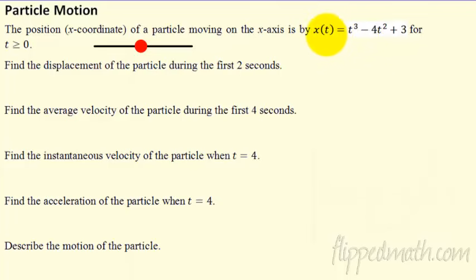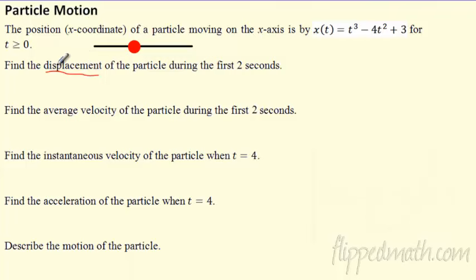So the x of t would be the position of the particle, and this is only for t greater than 0. A couple big vocab words here, and this is a new one. First one's going to be displacement. Well, what does displacement mean? This thing may move left and right, but as it moves left and right, I want to know where did it end up? Like how far did it go? Did it go way right, then way left? I want to know its total displacement. I want to know how far did it move.